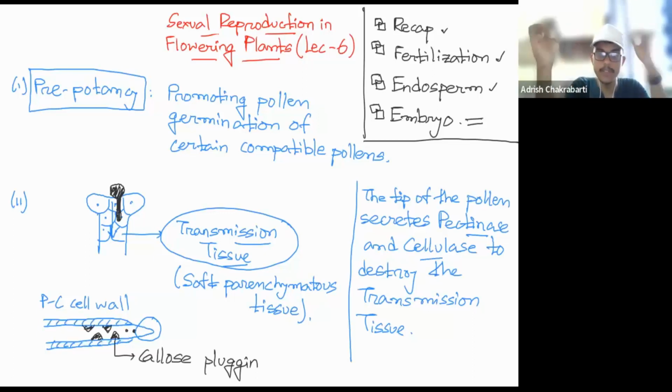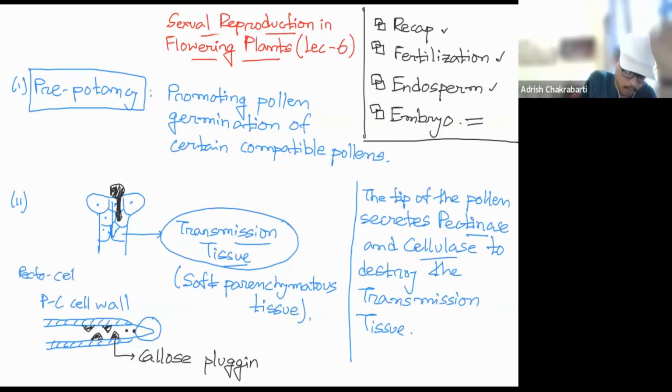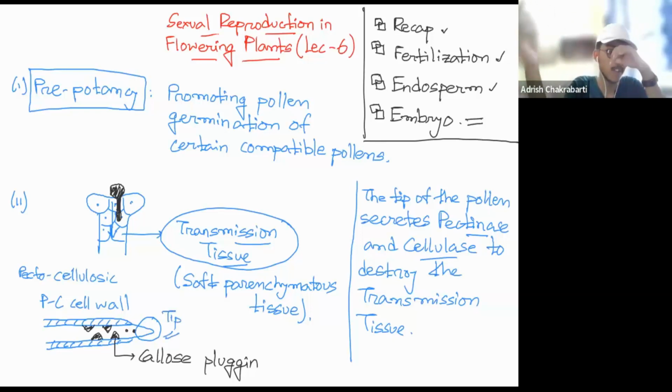So just observe that we have the growing pollen tube. We have the pectocellulosic wall. PC wall means pectocellulosic. We have the pectocellulosic wall throughout the length of the pollen tube, except at the tip of the pollen tube. See, the tip is devoid of the pectocellulosic content.